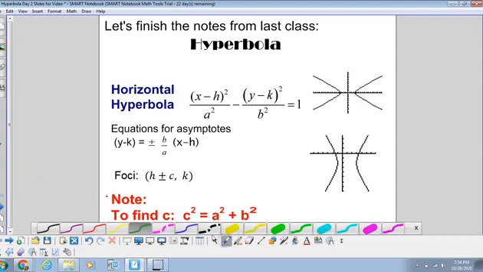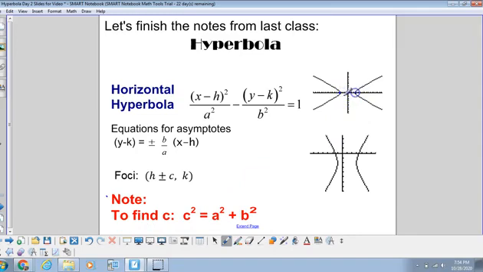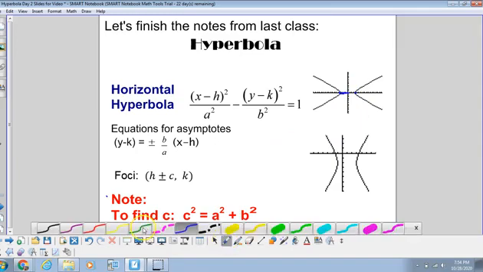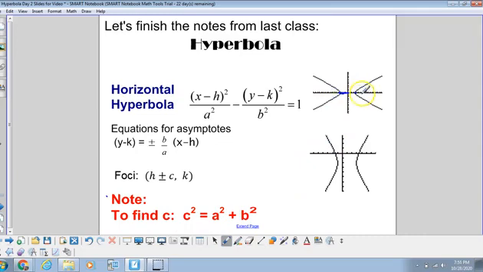The distance from our center point to our vertex is our A value, and the distance from our center to our foci is our C value. The difference this time is that C is farther away from the center, because it is inside of each little parabola that we have. So our C value is bigger than our A value this time. So it makes sense to use C squared equals A squared plus B squared. This should look very familiar and very similar to the ellipse.